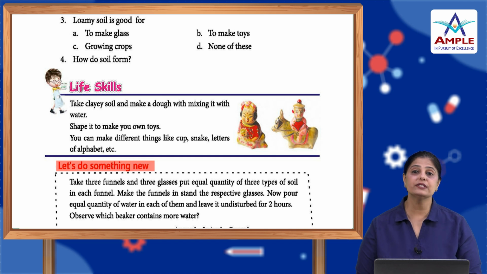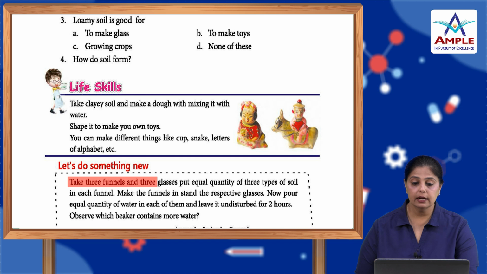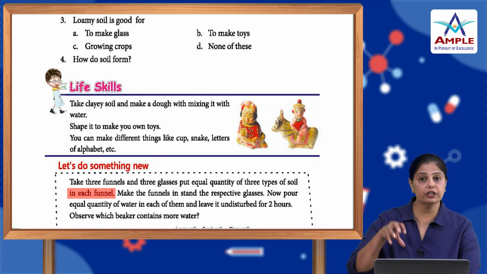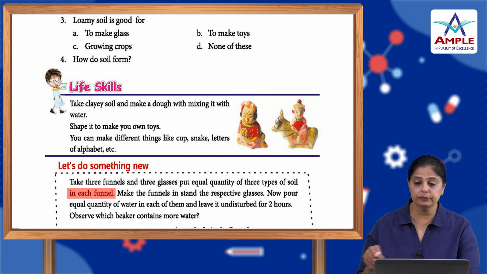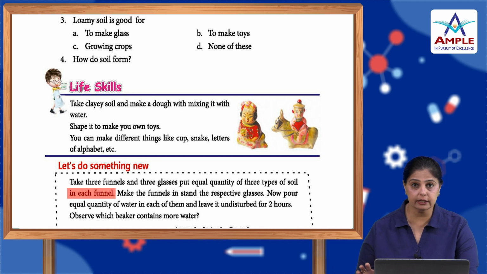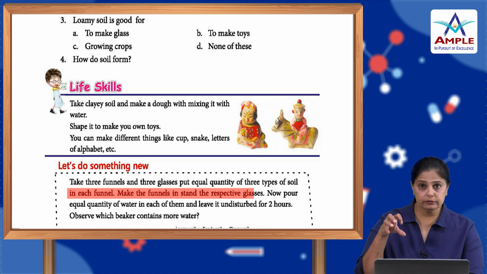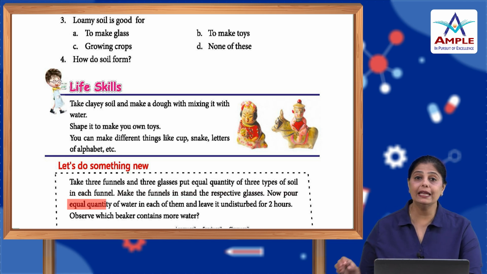Okay, let's do something new. Now, what you have to do is take 3 funnels and 3 glasses. Put equal quantity of 3 types of soil in each funnel. So you take 3 glasses, you keep the funnel on top, and then you start pouring the different types of soils in these 3 glasses. Now pour equal quantity of water in each of them and leave it undisturbed for 2 hours. Observe which beaker contains more water.